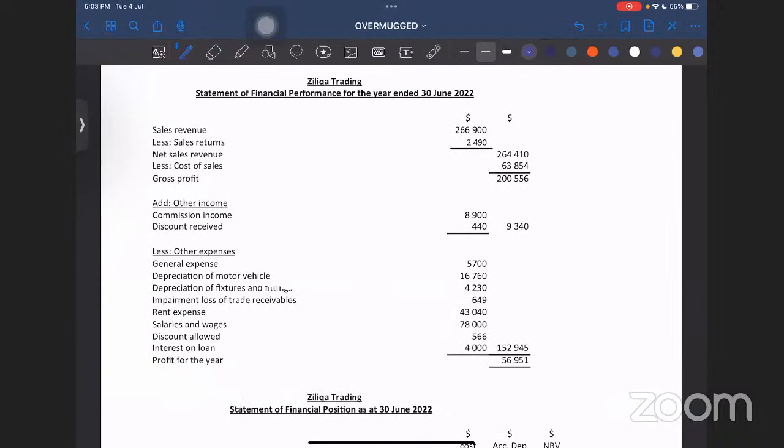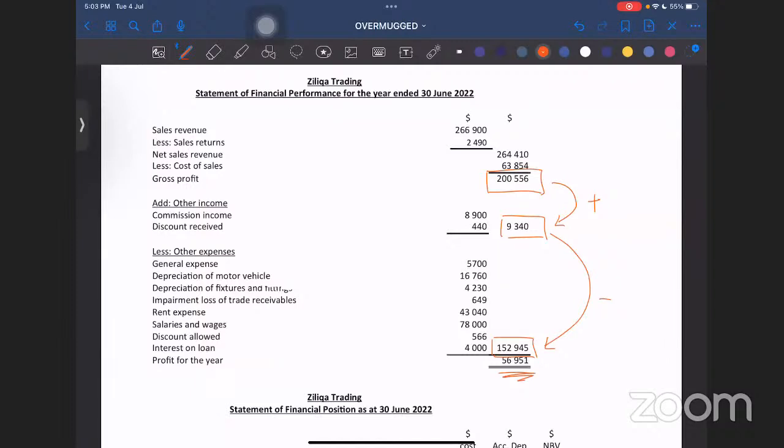So how to get the profit? I think by now you don't need me to explain already, right? Okay, so I'll take my gross profit plus my other income minus my total expense. So plus this and then minus this, I will get my total profit.